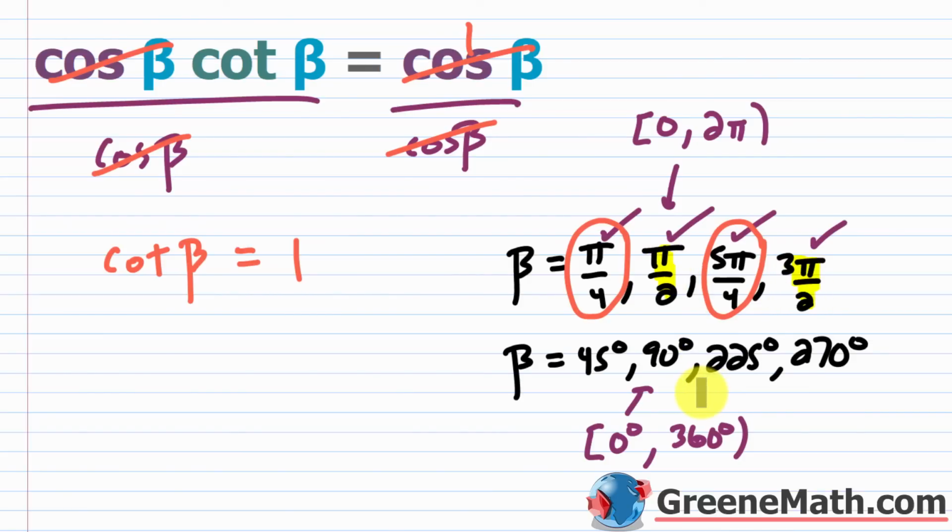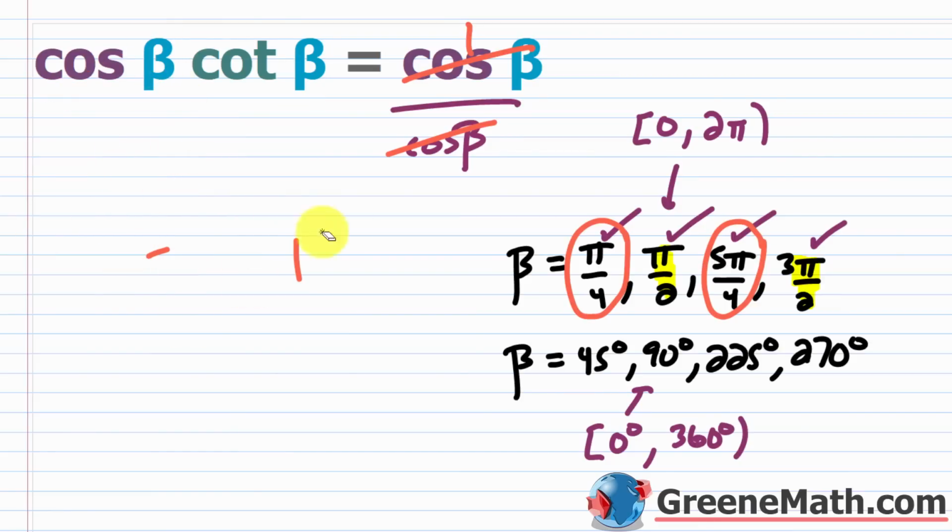Well, those are the solutions that make this divisor 0. Cosine of pi over 2 is 0, cosine of 3 pi over 2 is 0. So that's what's going on. You're going to potentially remove solutions if you use this strategy. So what we want to do is stick to factoring when we try to solve this type of problem, because you're not going to run into these types of issues.